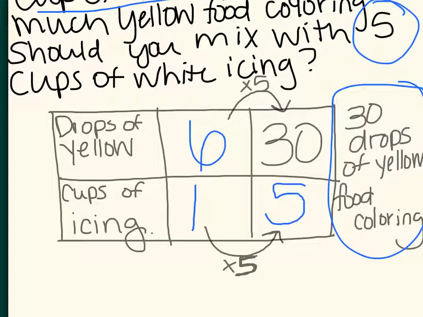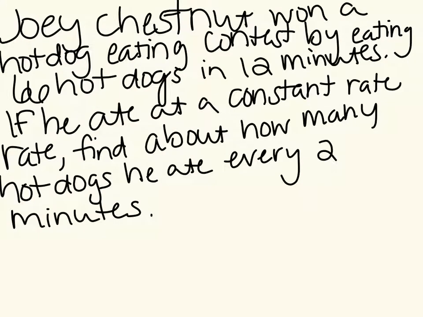Okay, so that's an example of a table and also using equivalent ratios. Now we have another example we're going to do here. This one's going to lead us into something called scaling that we'll talk about in a second.